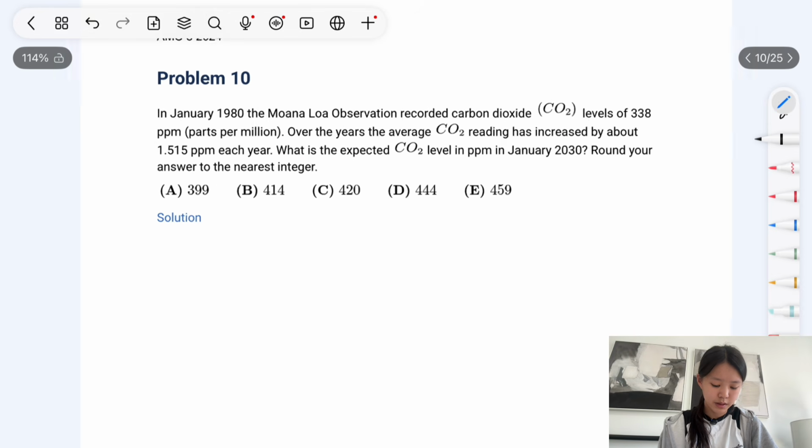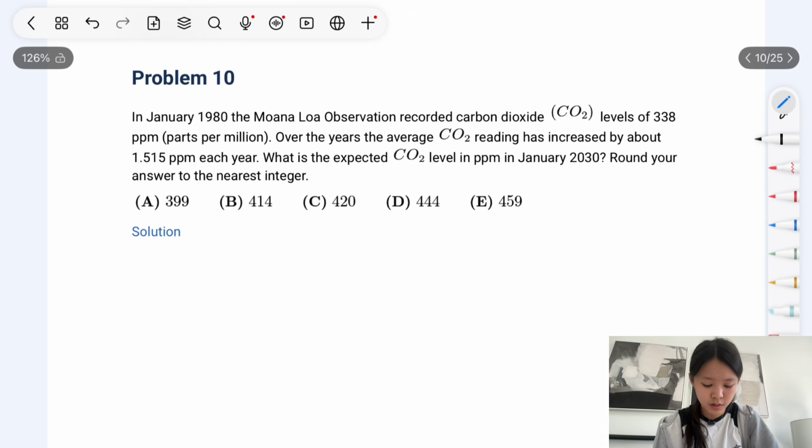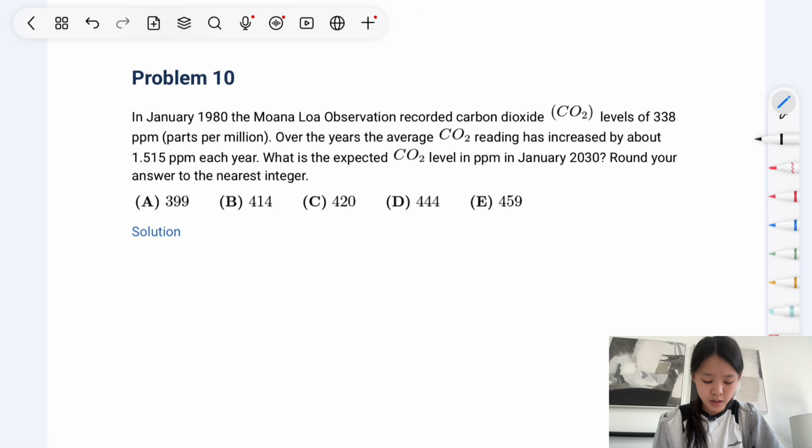In January 1980, the Mauna Loa observation recorded carbon dioxide levels of 338 ppm. Over the years, the average CO2 reading has increased by about 1.515 ppm per year. What is the expected ppm level in January 2030? And it tells us to round.